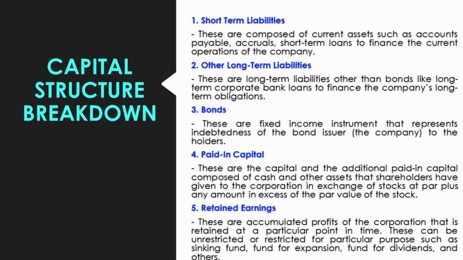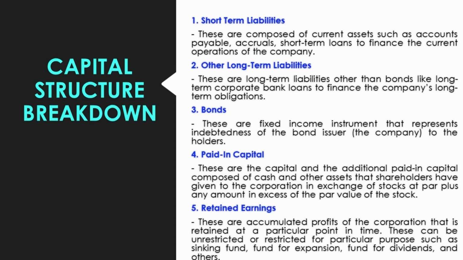Fourth, the paid-up capital. These are composed of the capital and the additional paid-in capital, composed of cash or other assets that the shareholders have given to the corporation in exchange for stocks at par value plus any amount in excess of the par value of the stocks. The fifth breakdown of the capital structure is the retained earnings. These are accumulated profits from previous years of the corporation that are retained at a particular point in time. This can be unrestricted or restricted for a particular purpose such as a sinking fund to pay liabilities in the future, funds for expansion of the company, funds for dividends, and other similar appropriations.